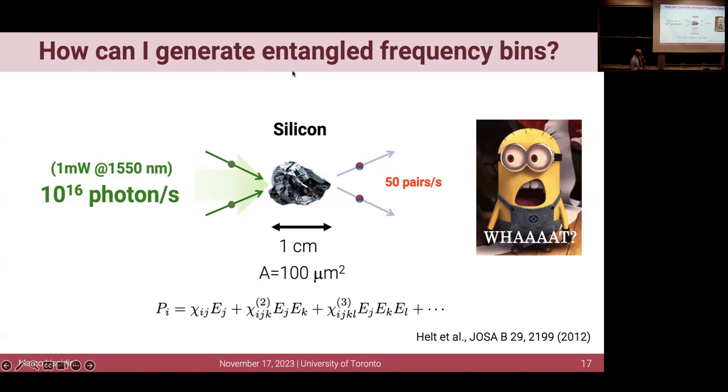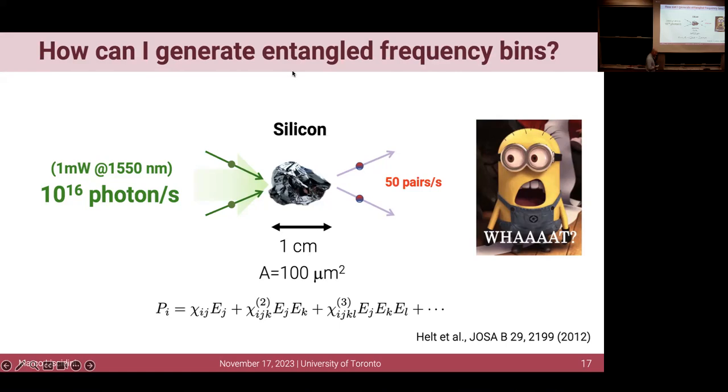Nevertheless, I want to stress that this problem is not related to the fact that spontaneous four-wave mixing is a quantum process, because sometimes we have the false perception that quantum is elusive, that quantum effects are weak, right? But this is not the reason. The reason this process is so inefficient is that it's a nonlinear process. And this quantity here, which is responsible for the spontaneous four-wave mixing, has an order of magnitude in silicon of 10 to the minus 18 meter over volt square. So it's a tiny number. Nevertheless, if I find a way to enhance the light-matter interaction, I can hope to increase the rate.